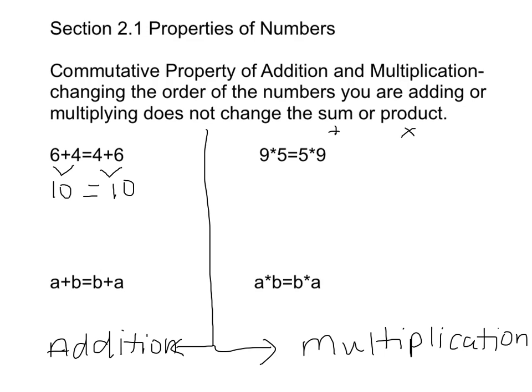Then for multiplication, we have the same thing. 9 times 5. That little star symbol means multiplying. So 9 times 5 is 45. And 5 times 9 is also 45. So that just means we can say 9 times 5 is the same as 5 times 9. 1 times 3 is the same as 3 times 1. It doesn't matter the order we do them in. And then again on the bottom down here, we just have an expression that we can use for any number. A times B is the same as B times A.